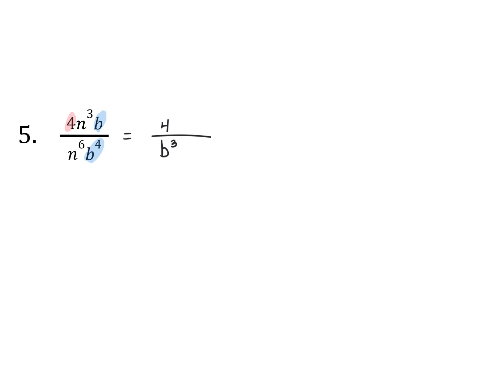And now I'm going to do my n's. I have n to the 6th and n to the 3rd. I'm going to take my bigger number, which is 6, and subtract 3. So 6 minus 3 is 3. And it's going to go where my bigger one is. My n to the 6th, sorry, my n to the 3rd, wasn't bigger on top, it was bigger on bottom. So my n to the 3rd is going to go on the bottom.